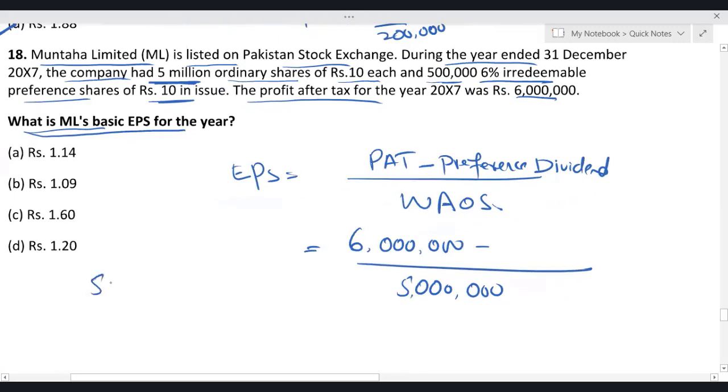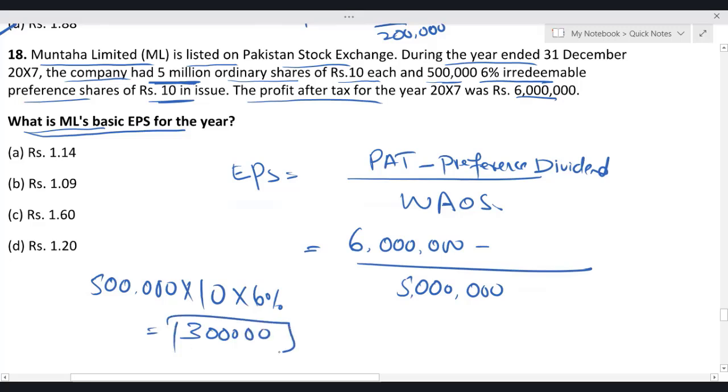500,000 multiplied by 10 gives us preference share capital. Multiply by 6%, it will give you the preference dividend, 300,000. Basically, 500,000 is the number of shares, 10 is the par value, so the preference share capital comes to 5 million. 6% of 5 million is 3 lakh. So minus 3 lakh. Let's see what we are getting. 1.14.